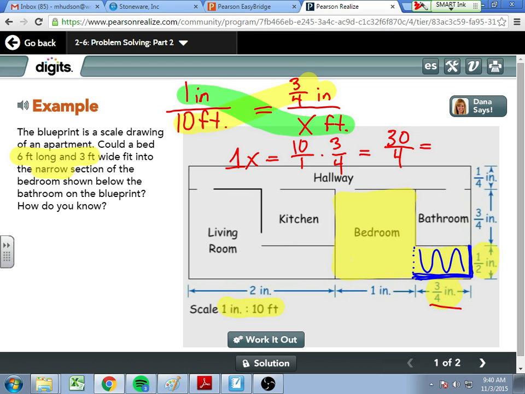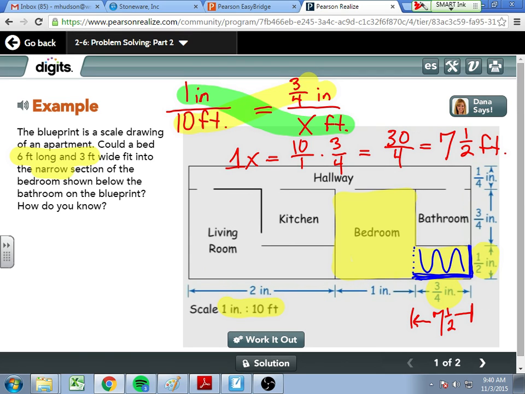So we get 30 divided by 4. Well, 30 is not a perfect multiple of 4, but 28 is. 28 would be 7. So then I get 7 and a half, and that's going to be feet. So that tells me that this distance right down here is actually 7 and a half.